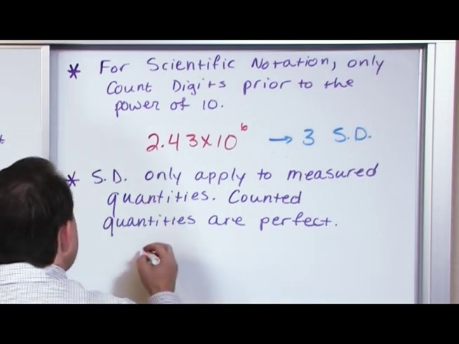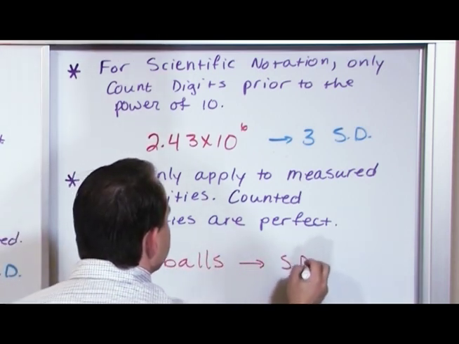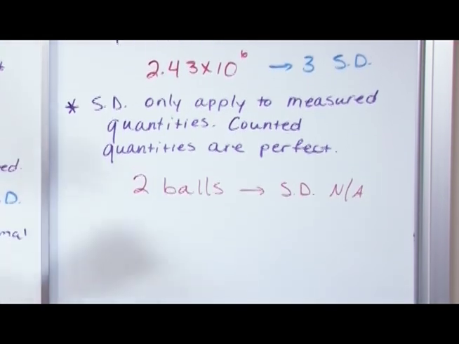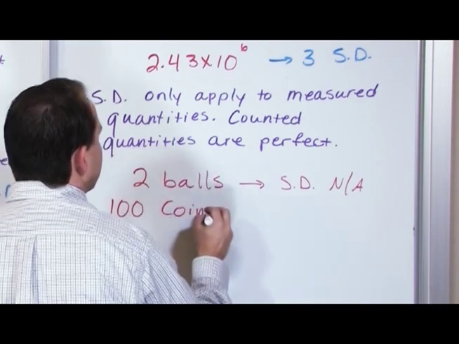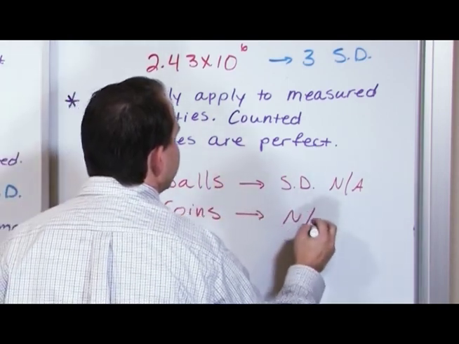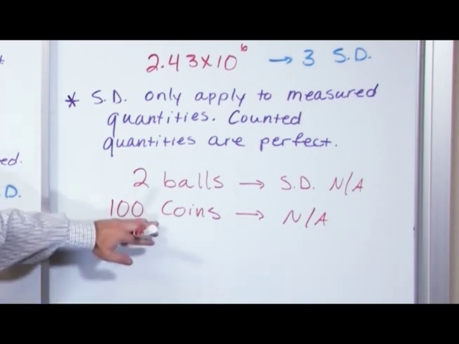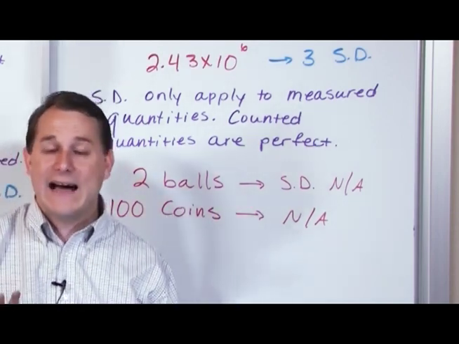So a good example would be 2 balls. For significant digits, not applicable. You don't even need to worry about them, I guess is what I'm trying to say. What about 100 coins? Not applicable. All right? Because I've counted out 2 balls. I have 2 exact balls. It's totally exact. There's no point to even talk about significant digits because I know what the exact answer is. 100 coins. I've counted 100 discrete little coins. I know what the answer is exactly, so that doesn't even matter.